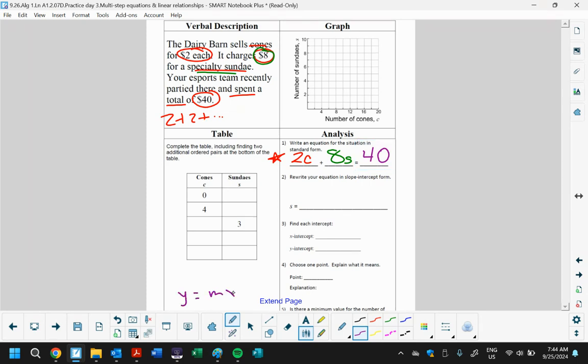Now, folks, just as we learned how to solve for y to get y equals mx plus b, let's go ahead and solve for s. I would invite you to pause your video, see if you can solve for s, and come on back when you're ready.